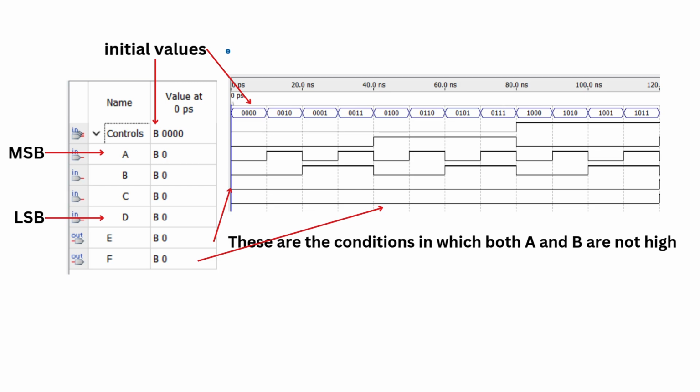As you can see, this is our simulation output. A is the MSB and D is the LSB. As you can see, both E and F are low for all the inputs in which A and B are not both high.